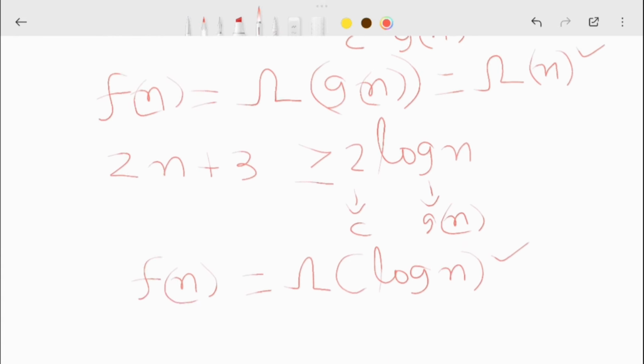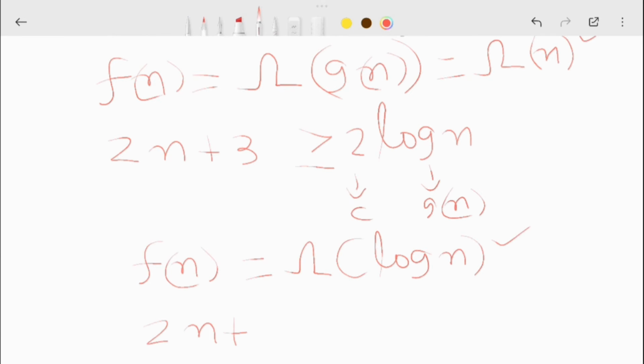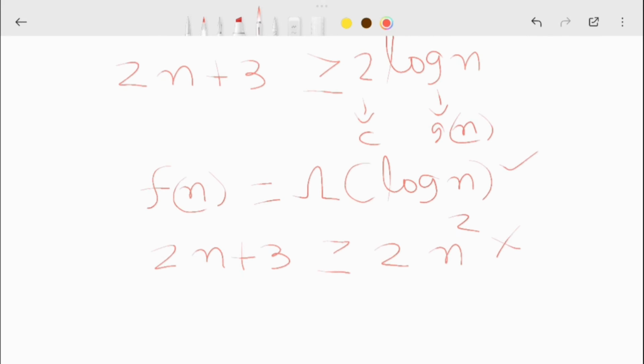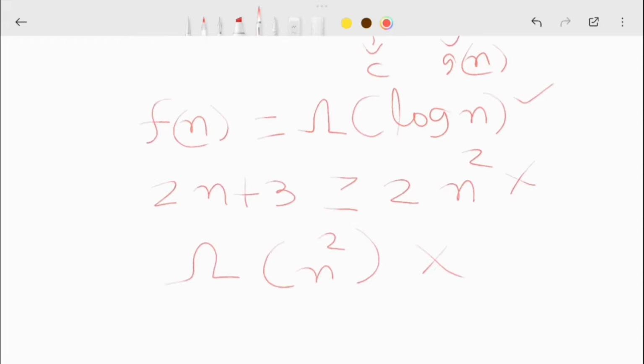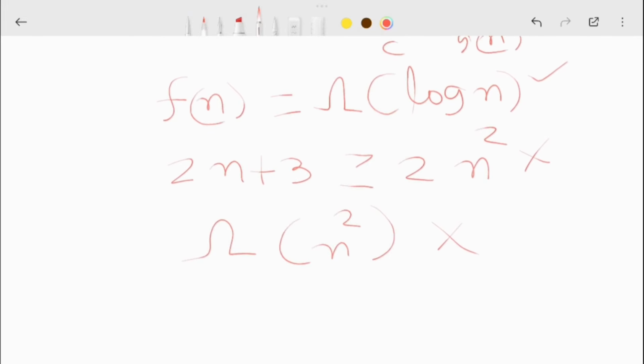But we cannot say this 2n plus 3 is greater than or equal to 2 into n square or 1 into n square. So this is wrong. So we cannot take this as big omega of n square. This is not the lower limit of this function f of n. So this is actually false. So this is about the lower bound or big omega notation.